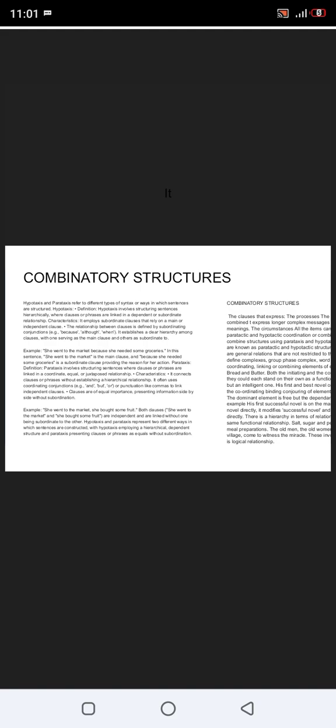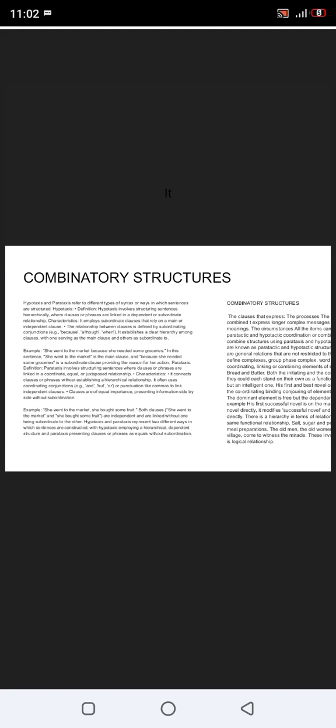Parataxis involves structuring sentences where clauses or phrases are linked in a coordinate, equal, or juxtaposed relationship. It connects clauses or phrases without establishing a hierarchical relationship. It often uses coordinating conjunctions. Coordinating conjunctions are and, but, or, and many others, or punctuation like commas to link independent clauses. For instance, she went to the market, she bought some fruits. Both clauses here are independent, and they are linked without one being subordinate to the other.